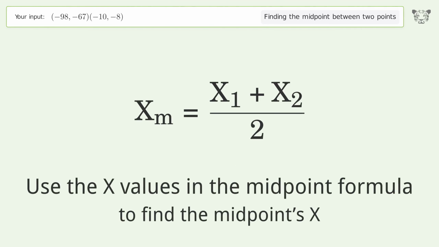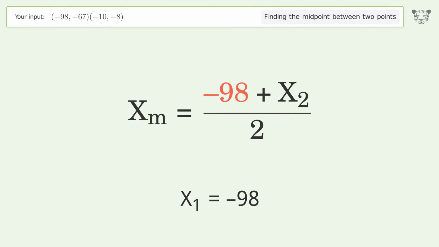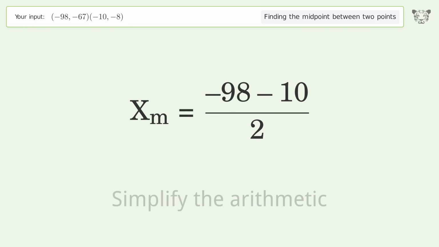Use the x values in the midpoint formula to find the midpoint's x. x1 equals -98. x2 equals -10. Simplify the arithmetic.